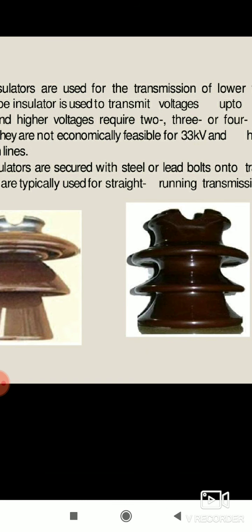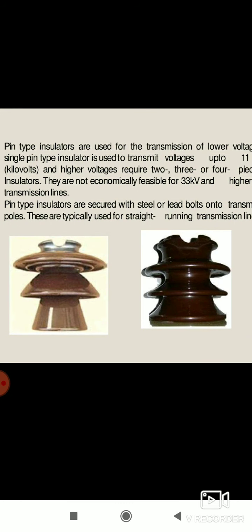Today we'll discuss all the remaining insulators, because the pin type insulator is very important. That's why I've taken one class for this. Now today we'll discuss suspension type insulators. One more category is there, called the suspension type insulator. Like the pin type insulator, the suspension type insulator is also made up of porcelain. Each and every insulator will be made up of porcelain.